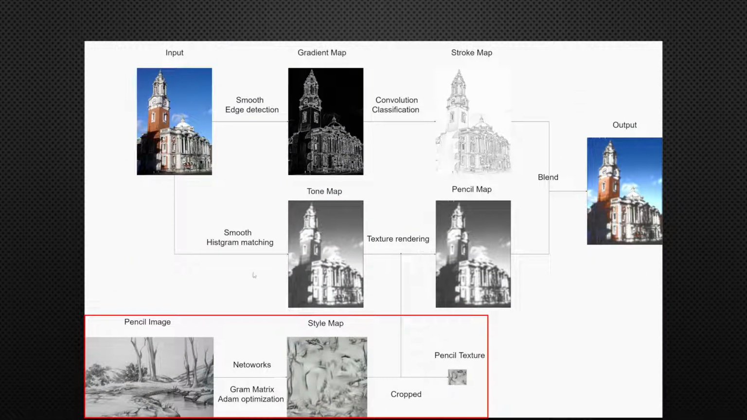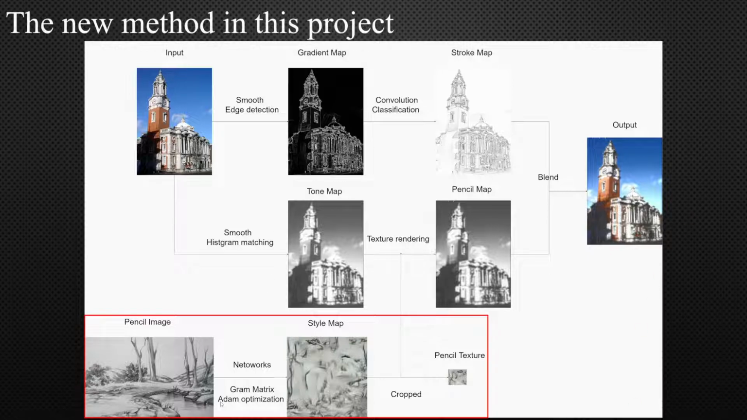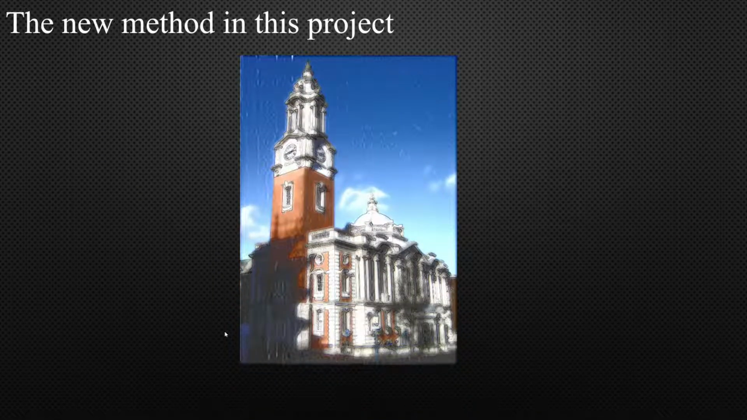After we get the pencil texture, we can carry out the next operation. Create the pencil map and blend with stroke map to get the final result. This is the final result for this project.